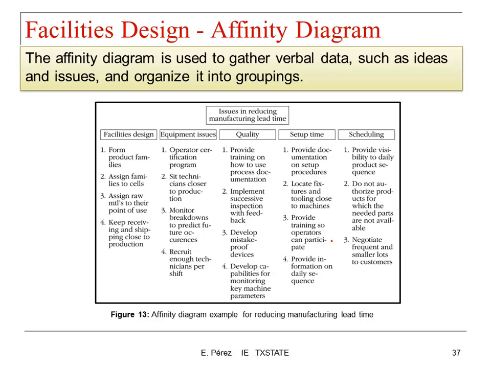So here in this example, you are trying to find out what are the issues in reducing the manufacturing lead time. So we can see that from different points of view. In here we have 5 columns. One of them is the facilities design, which are the issues that relate to this course. So for instance, one issue can be how to form the product families, and we're going to talk about that in our next lecture, lecture number 2. Also, assign families to cells.